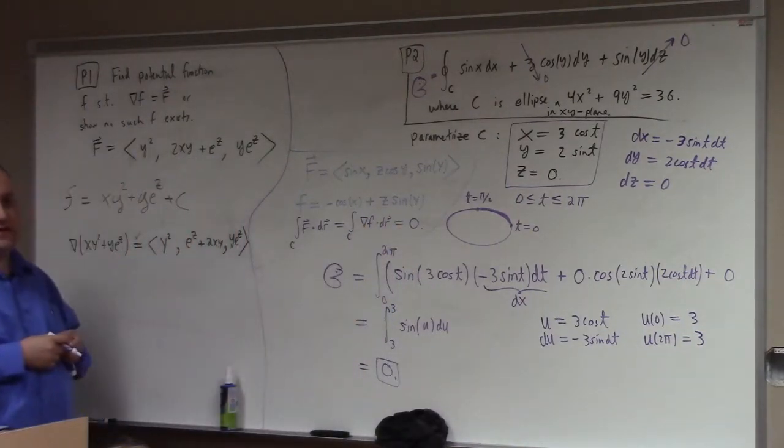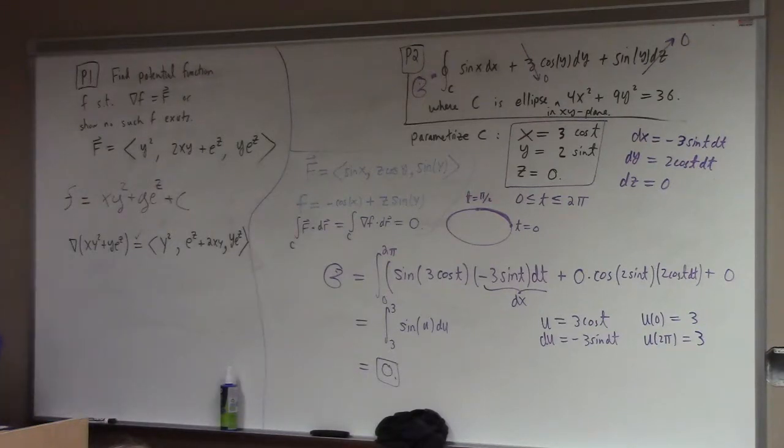Pick any point you like on the ellipse. We can use the fundamental theorem of calculus for line integrals to get that we have f of p minus f of p, which is 0. So it makes sense that the answer worked out to 0 also.